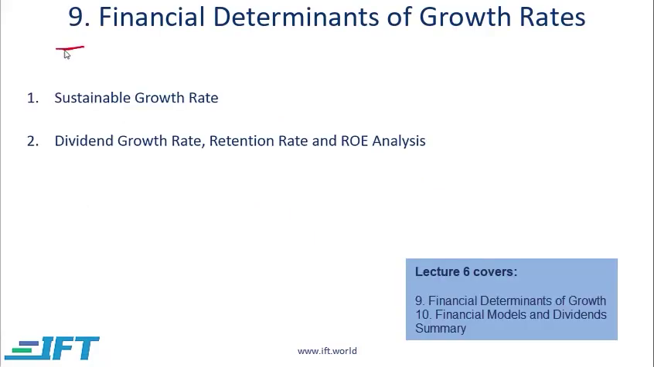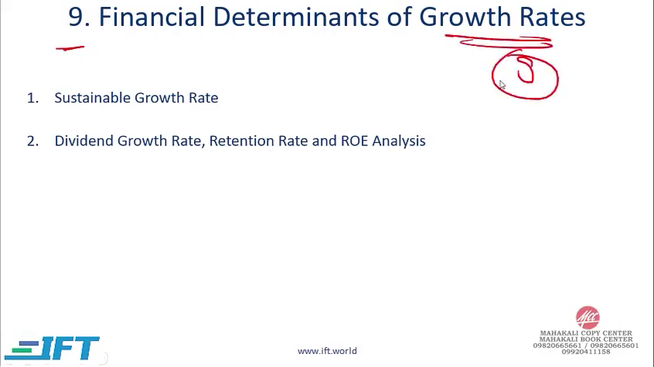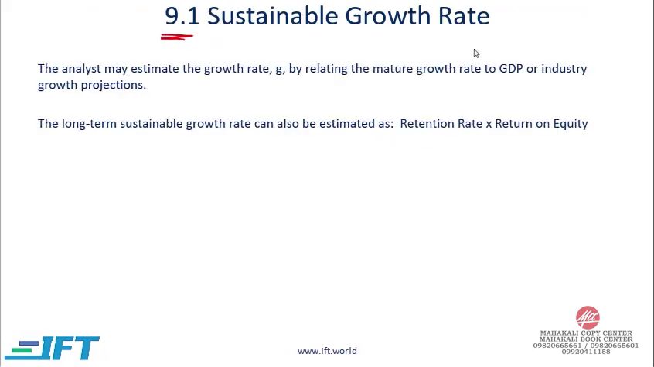Section 6, financial determinants of growth rate. So the emphasis of this section is on coming up with the growth rate, which obviously is an important number in our model. The sustainable growth rate. So how do you come up with this? The most basic way is to estimate the growth rate based on the growth rate of the economy, generally depicted by the GDP, or you might also look at the estimated long-term growth rate of the industry in which your target company is operating. So that's one method.